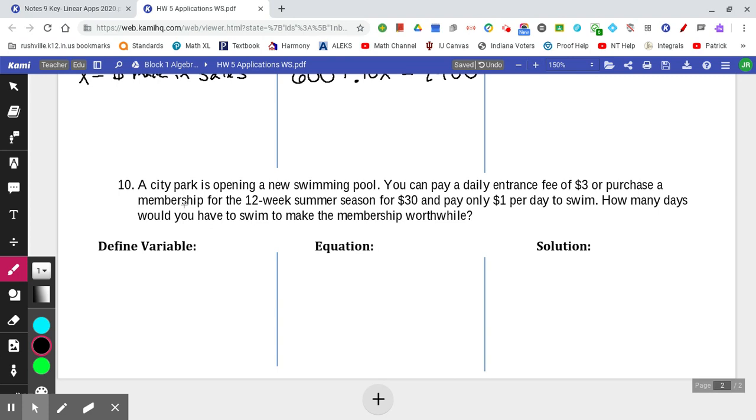Right, the last question's kind of tricky. It says a city park is opening a new swimming pool. You can pay a daily entrance fee of $3 or purchase a membership for the 12-week summer season for $30 and pay $1 per day to swim. How many days would you have to swim to make the membership worthwhile? All right, so what we don't know is how many days you would have to swim. So we're going to let x represent the number of days. That's what we're trying to figure out.